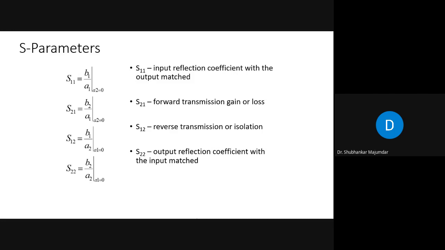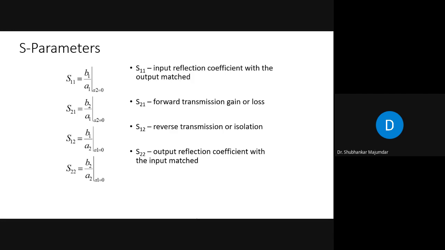Now, what is S11? S11 is the input reflection coefficient, as I have told, with the output matched. What is output matched? Whenever we are designing any RF circuit, remember that we always match the circuit with 50 ohm, because the antenna is ideally considered a 50 ohm matching circuit.